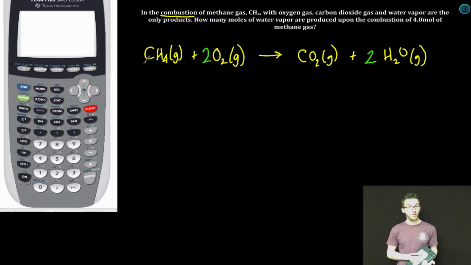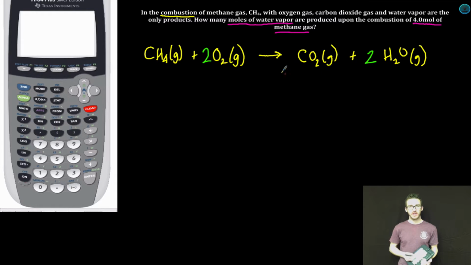For every 1 mole of methane I want to react, I need 2 moles of oxygen gas, and I'll form 1 mole of carbon dioxide and 2 moles of water vapor. How many moles of water vapor are produced upon the combustion of 4.0 moles of methane gas?